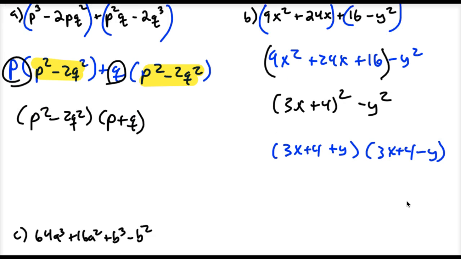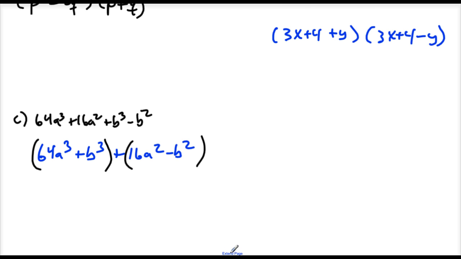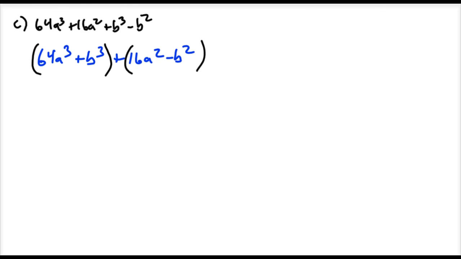Okay, let's go down here and see what we got going on with these now. So this one looks a little tricky as well. Now, ooh, all right. So I have a cube, a square, a cube, and a square. Let's go ahead and rearrange these first. So 64a cubed plus b cubed, and then I have plus 16a squared minus b squared. Okay, so I have a sum of cubes, and then I have a difference of squares. So I'm going to be factoring 2 times differently though, okay? So I'm going to factor this one first, and I'm going to factor that one. So let's deal with first the sum of cubes right here.